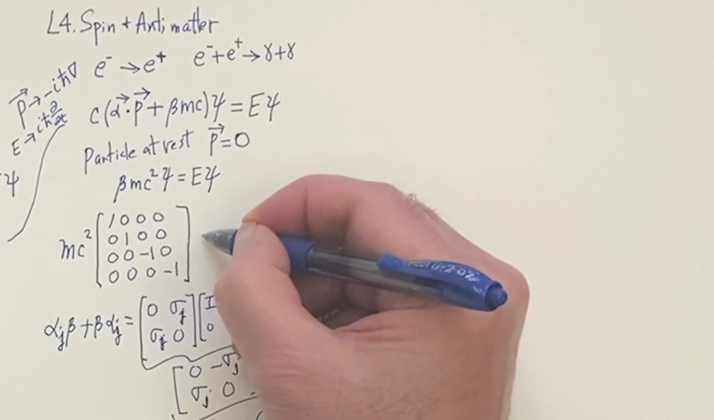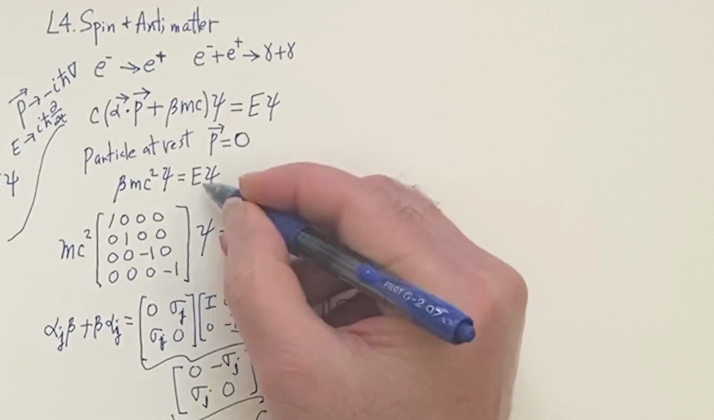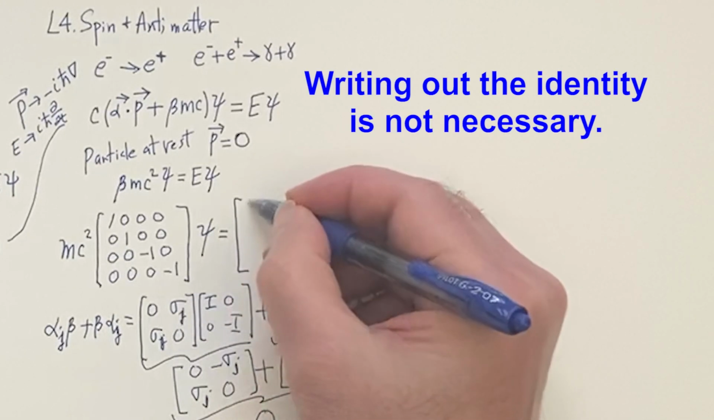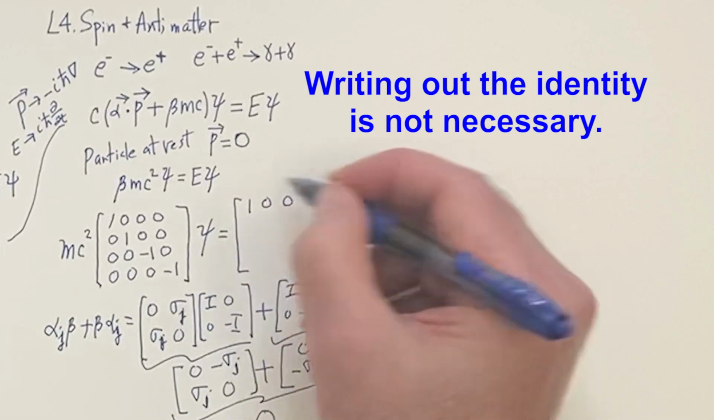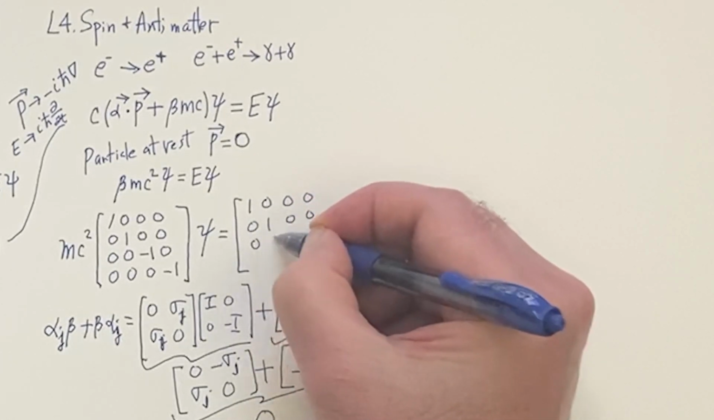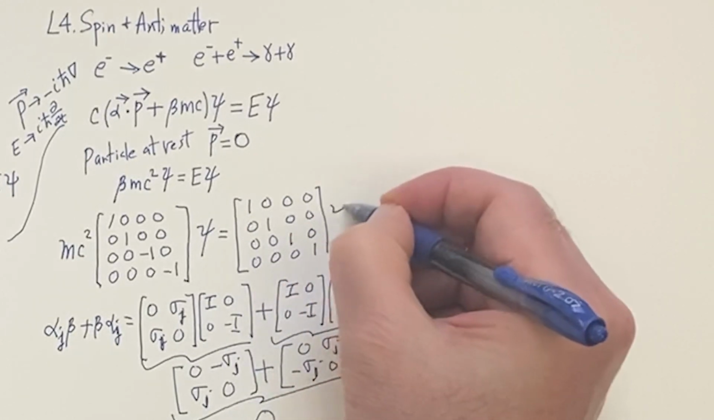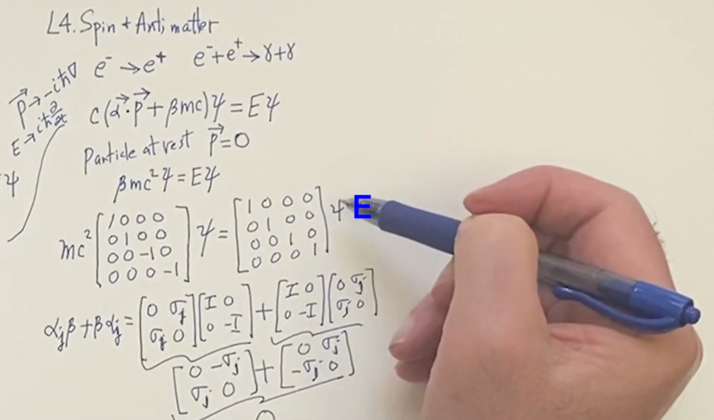So this is going to equal here, working on psi. And now here you have the identity. When you don't have a matrix, it's assumed that you have the identity matrix like this. And this is an eigenvalue problem. Oh, energy.